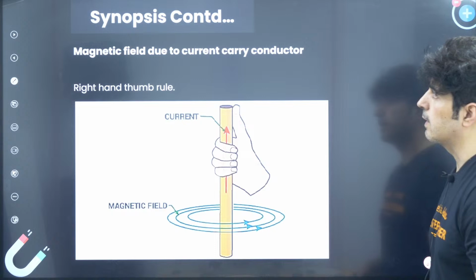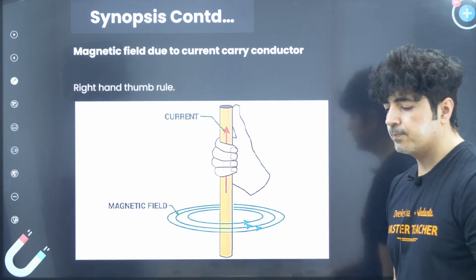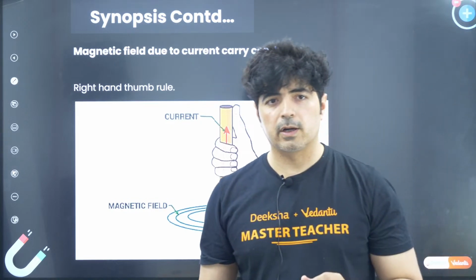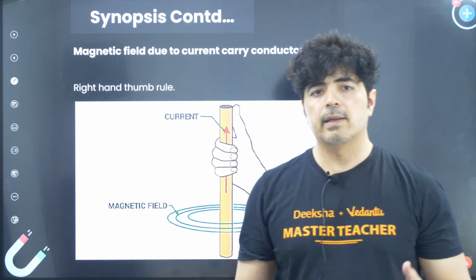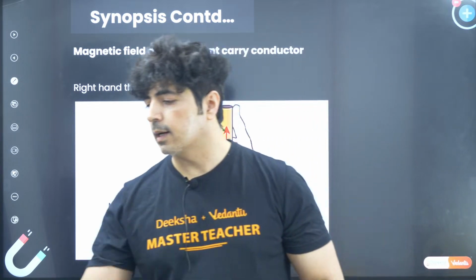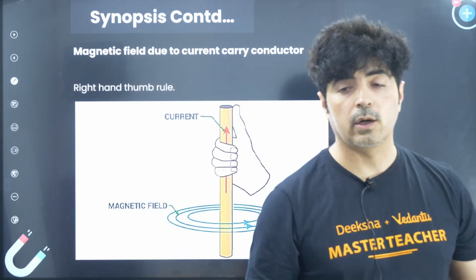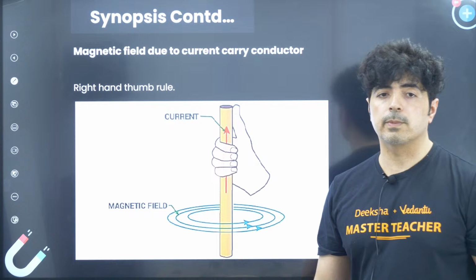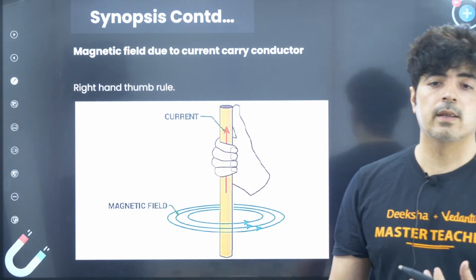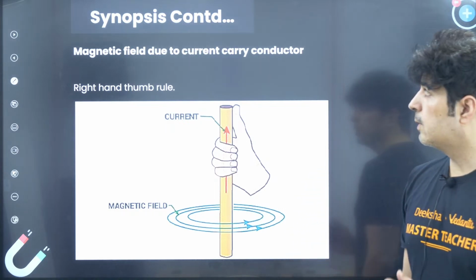So what is the next part? We have covered the second part, and now we are at the third part: magnetic field due to a current carrying conductor. Now what is the magnetic field due to a current carrying conductor? This is where the understanding comes into the picture.